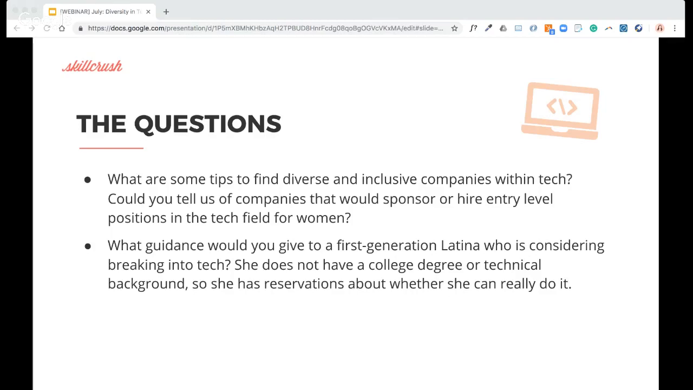So first up, let me just read this first question from one of our readers. What are some tips to find diverse and inclusive companies within tech? Could you tell us of companies that would sponsor or hire entry-level positions in the tech field for women?